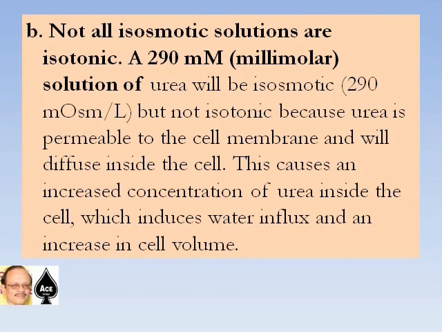Not all isosmotic solutions are isotonic. A 290 millimolar solution of urea will be isosmotic, 290 milliosmol per liter, but not isotonic, because urea is permeable to the cell membrane and will diffuse inside the cell. This causes an increased concentration of urea inside the cell, which induces water influx and an increase in cell volume.